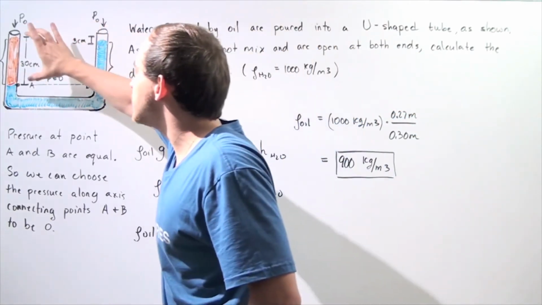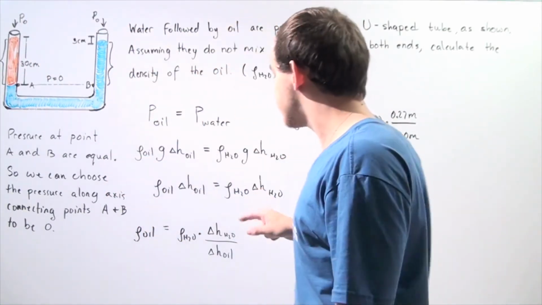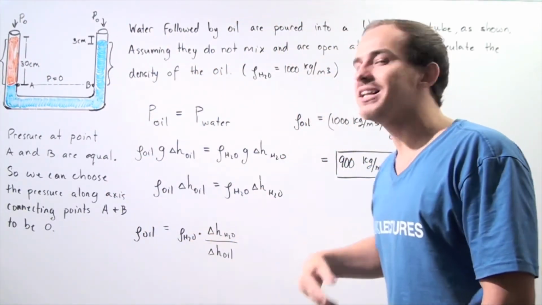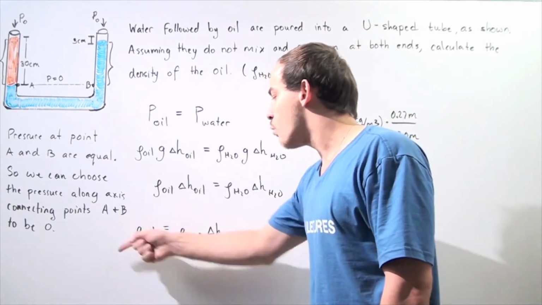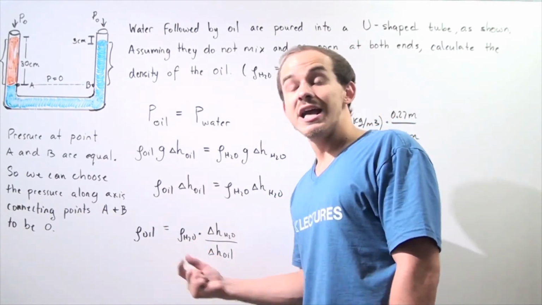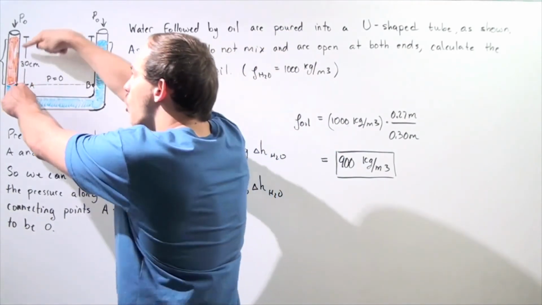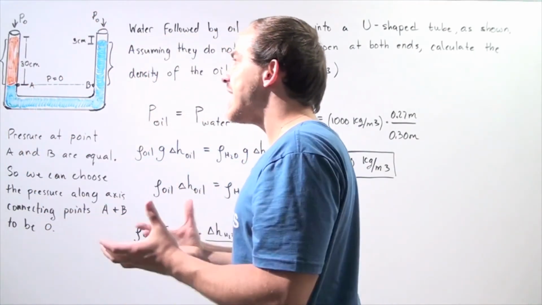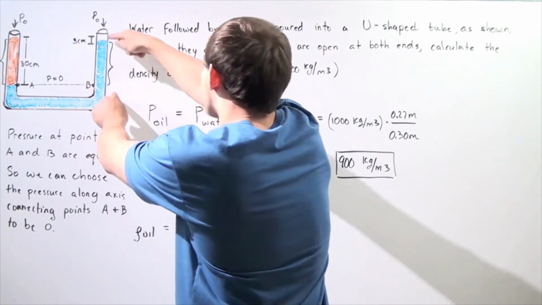And notice, because the oil's distance is higher than the water's distance, this fraction will be less than 1. And so that means the density of oil should be less than the density of water. And that makes sense because it requires more oil to create the same exact pressure as created by this water.